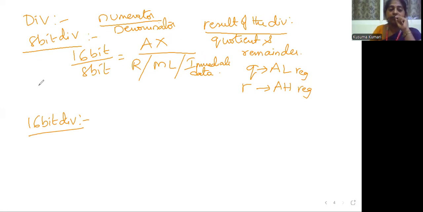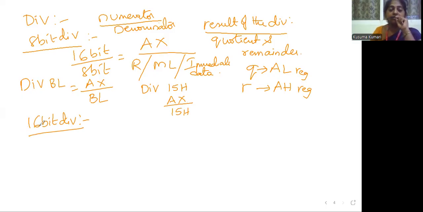Just a simple example. In this, the numerator is compulsorily available in the AX register, so we need not specify the numerator in the instruction. We can specify only the denominator. For example, DIV BL simply. Then what does it mean? AX divided by BL. Similarly, DIV 15 hexa means AX divided by 15 hexa. That is the meaning of this.